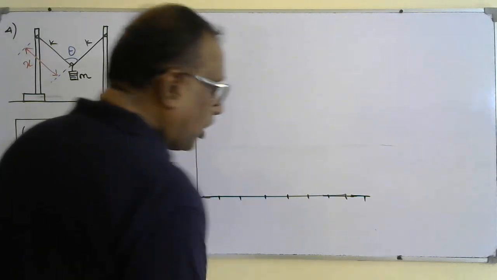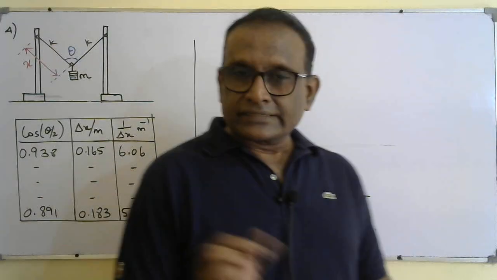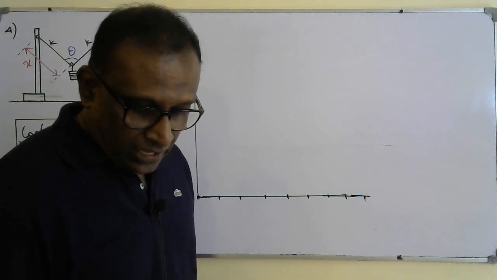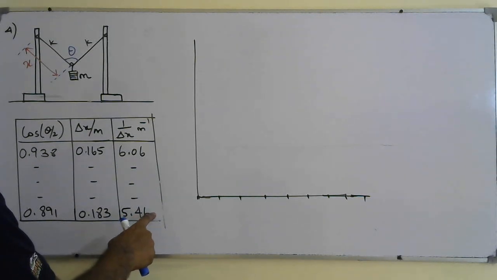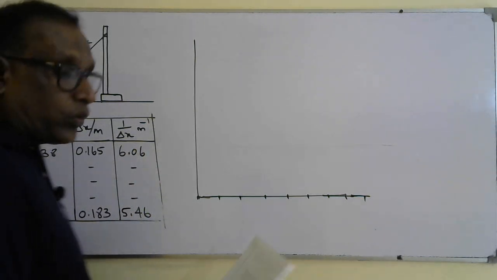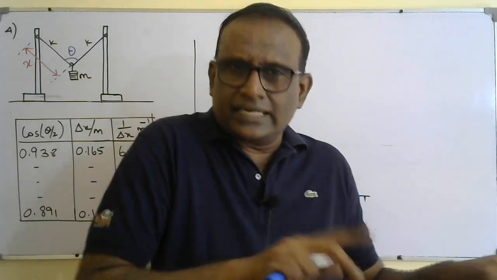How to scale these values? A little bit of trial and error. When you are doing trial and error, don't mark anything with a pen on the axis. So the x-axis is going to be 1 over delta x. This is my smallest value. This is my largest value. So we will find what could be the division. Each division, how much should I put? Trial and error, we will find it.